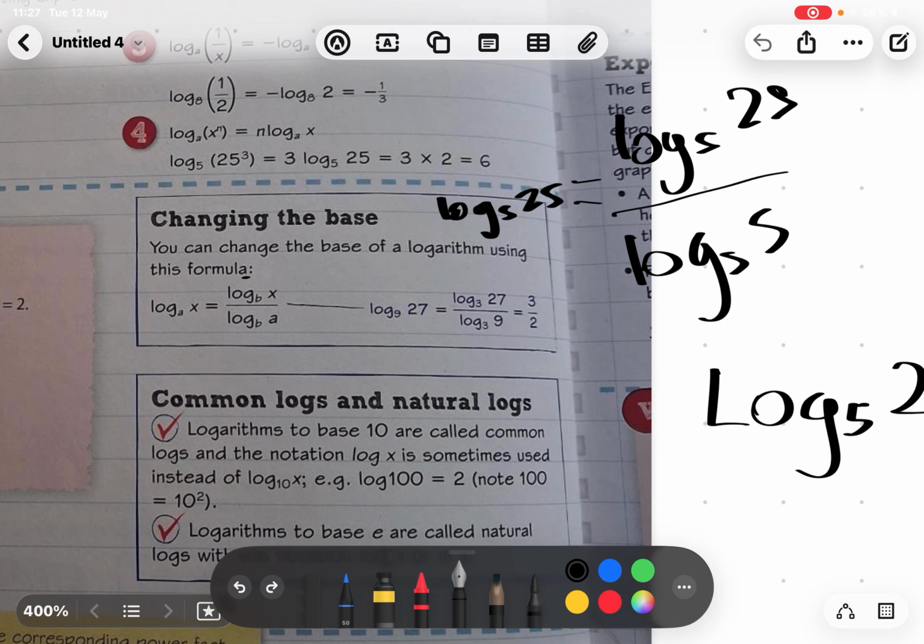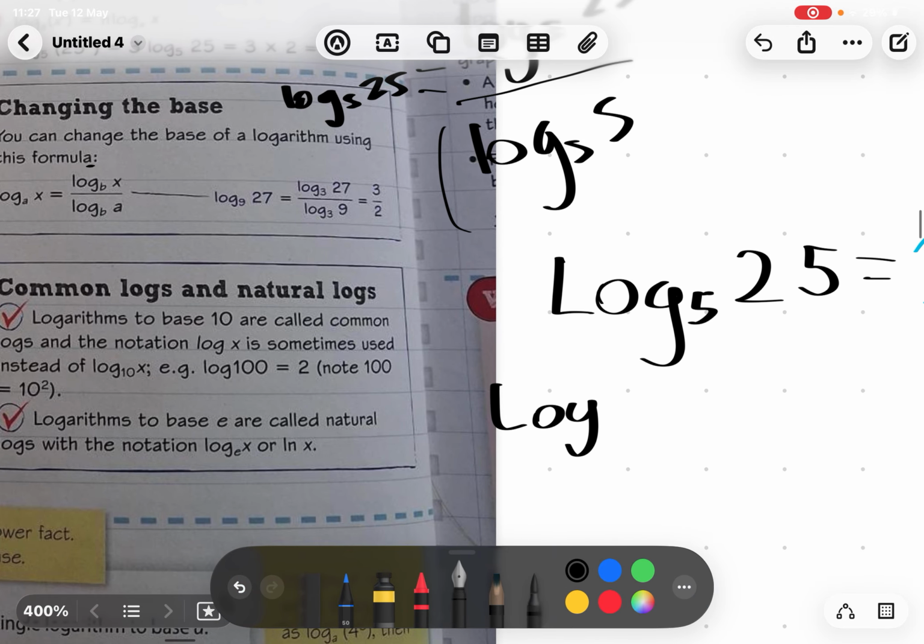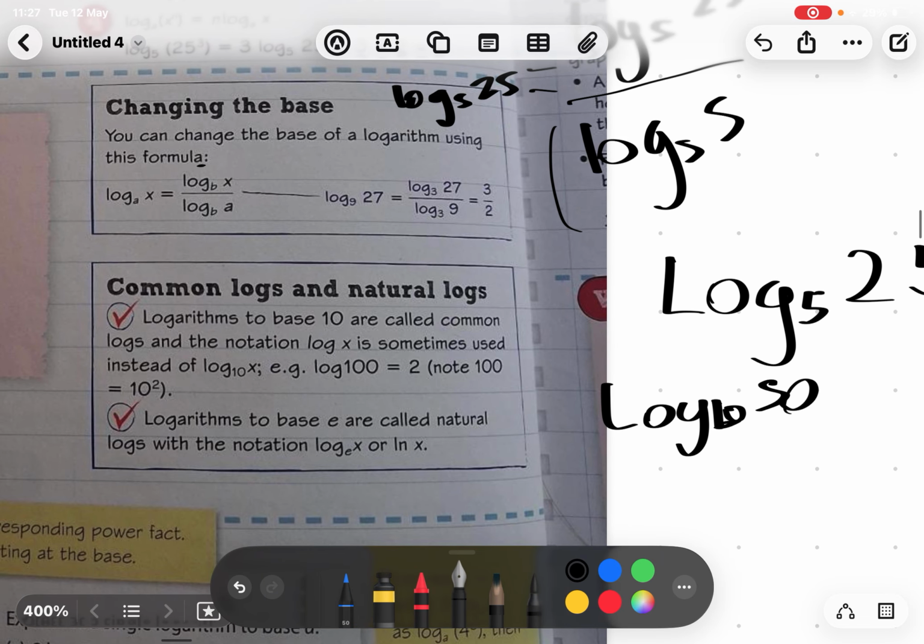So yeah, it's kind of that logic. I understand it, so you should understand it. I already know this, but I'll just let you know. Basically, whenever in a question there's no base, so let's say it's just log 50 with no base, the base is 10. That's just a regular, and they're called common logs.